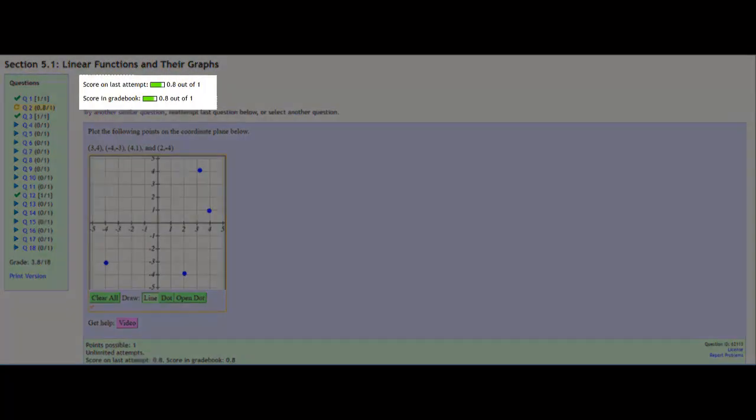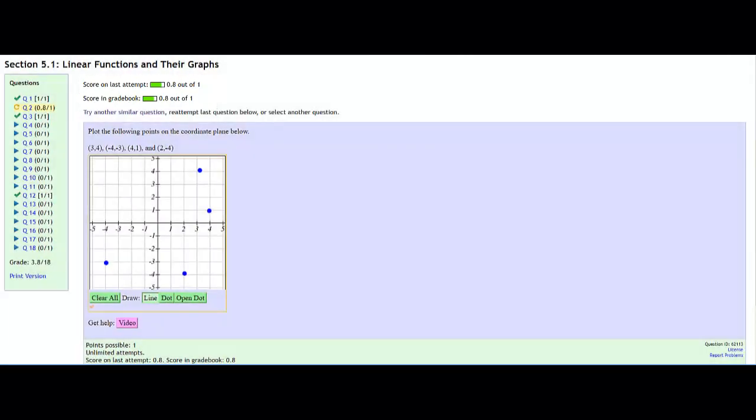It looks like I was off by just a little bit on one point. Unfortunately, we're going to have to clear everything and start again. But I do know that my other points were correct. So 3, 4. And notice I'm already making mistakes, because I forgot that I have to go ahead and click on that dot again. So let's do this one more time.